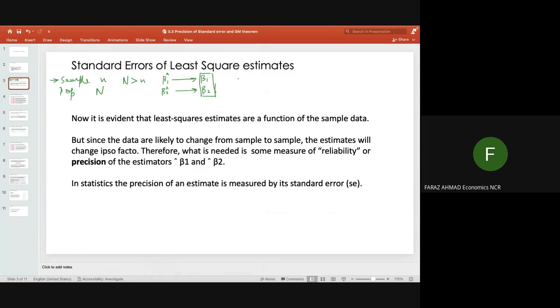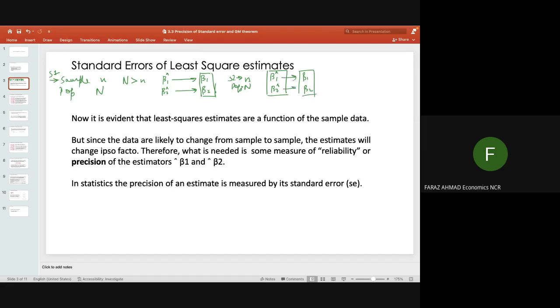Now, if you change the sample, if you take another sample of the same size and you call it sample 2 from the same population of size capital N, then you would get some other values for beta 1 hat and beta 2 hat. These two again will be the estimators of the same two parameters, beta 1 and beta 2, which are constant.